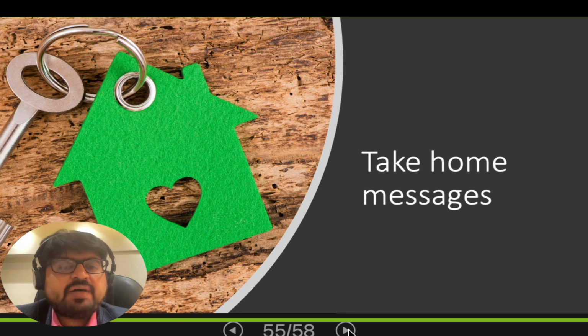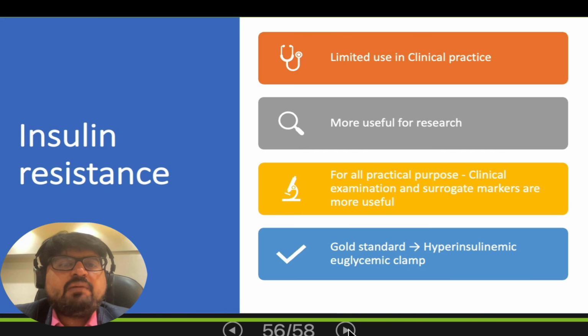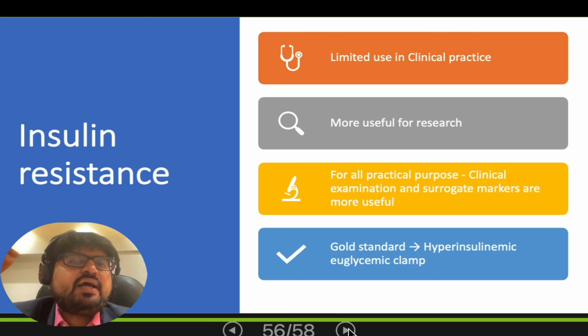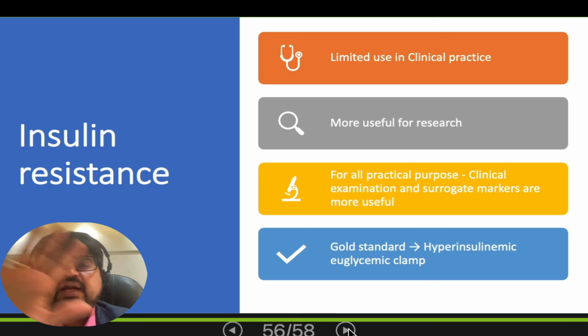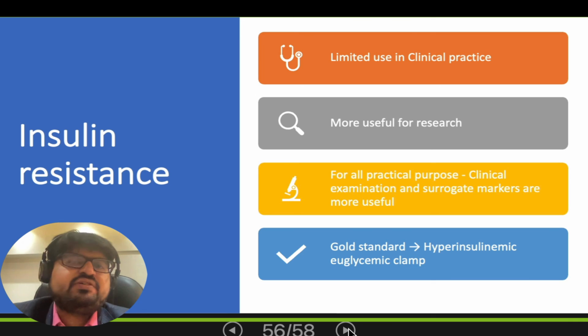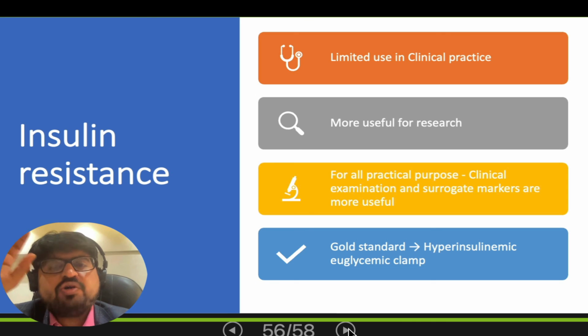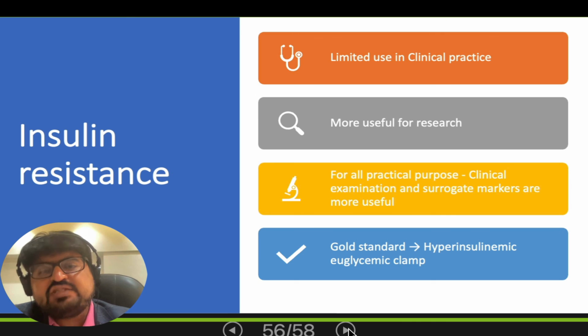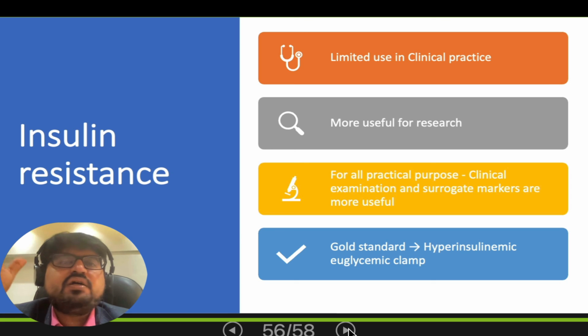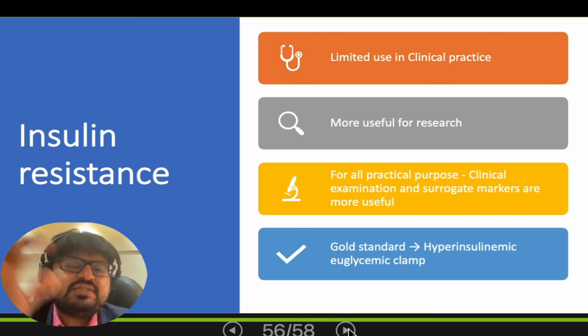So to summarize and to give you some take-home messages about insulin resistance: the best marker for insulin resistance is actually metabolic syndrome, right? So your central adiposity, if you have acanthosis nigricans, that's all you need. You don't need any complicated and very expensive test. It is mainly useful for research. For all practical purposes, clinical and surrogate markers are very useful. Amongst the surrogate markers, triglyceride levels along with the presence of non-alcoholic fatty liver disease are a very good marker for insulin resistance. And of course, if you talk about the gold standard, the hyperinsulinemic euglycemic clamp is the gold standard for insulin resistance.